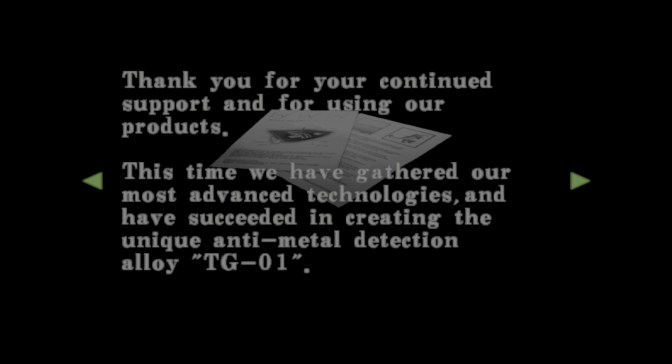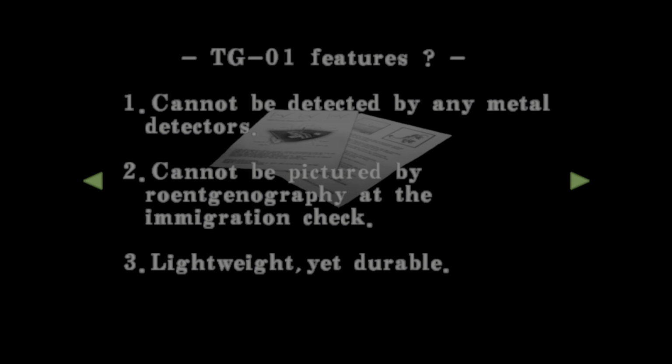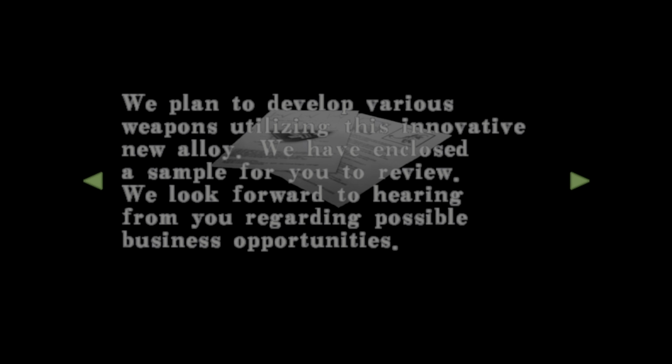TG01. Product description. Thank you for your continued support and use for our projects. This time we have gathered our most advanced technologies and have succeeded in creating the unique anti-metal detection alloy TG01. Features. Cannot be detected by any metal detectors. Cannot be pictured by whatever the hell that says at the immigration check. Lightweight yet durable. We plan to develop various weapons utilizing this innovative new alloy.